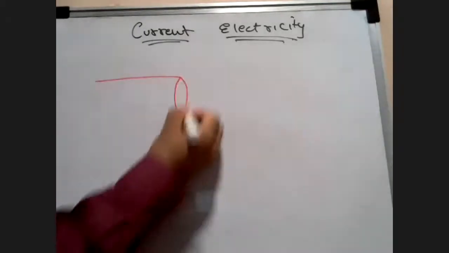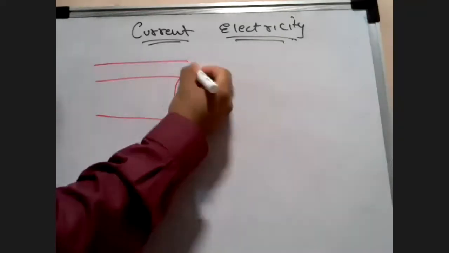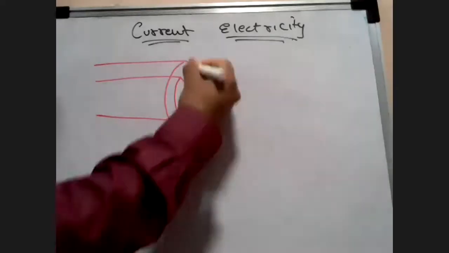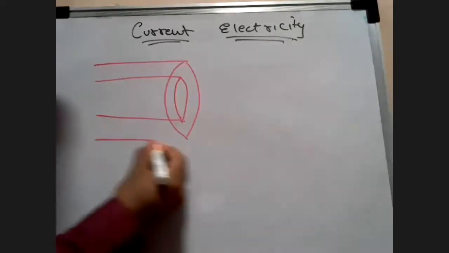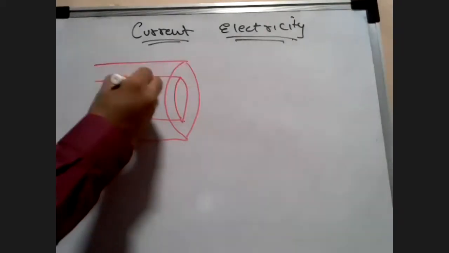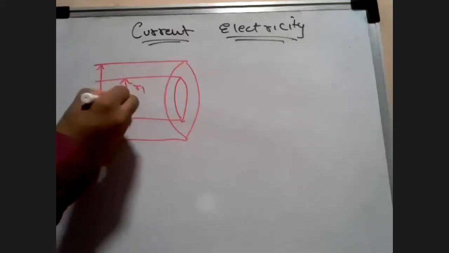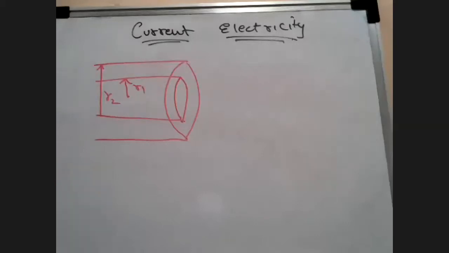Always remember, shell means what? Inside is empty. Okay, this is a cylinder. It has a radius small r1, and the outer cylinder has a radius of small r2. Tell me what is going to be the current through this. At least now you tell me. I told you it's a cylindrical shell. Oral answer it is. What is going to be the current?